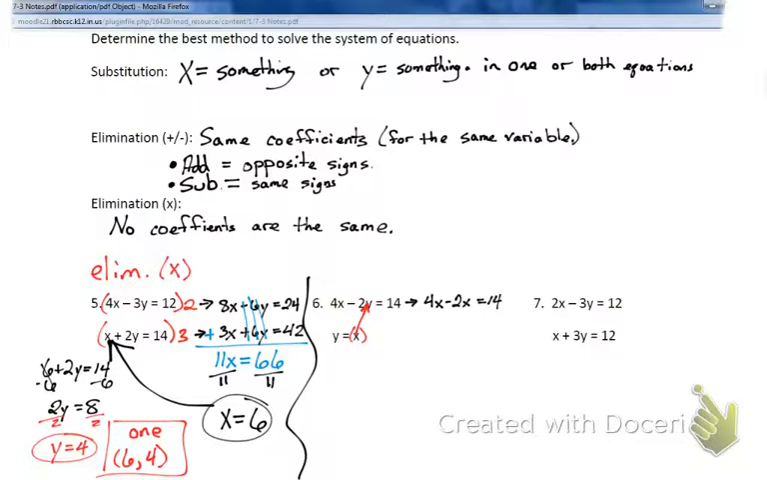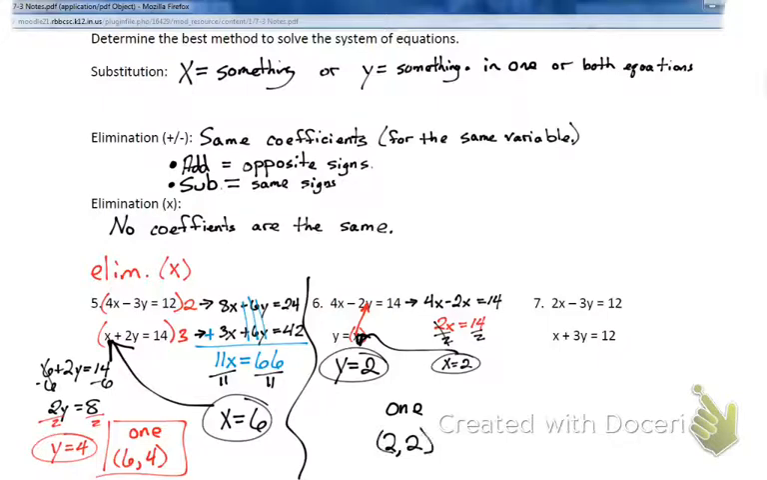And now we solve. 4x minus 2x is 2x. 2x equals 14. We're going to divide both sides by 2. And x equals 2. Plug that 2 in for this equation. Makes this equation pretty easy. It says y equals 2. And there's your solution. One solution again. In this case, 2, 2.